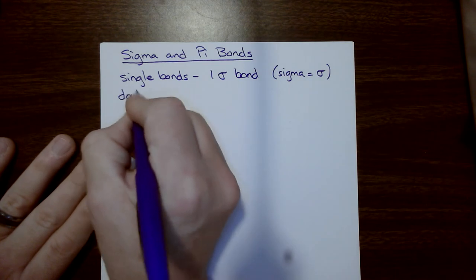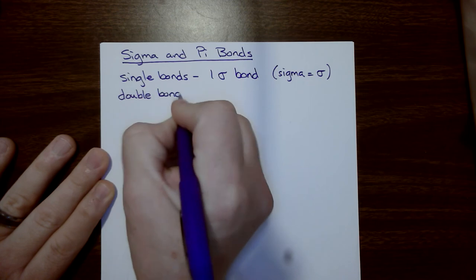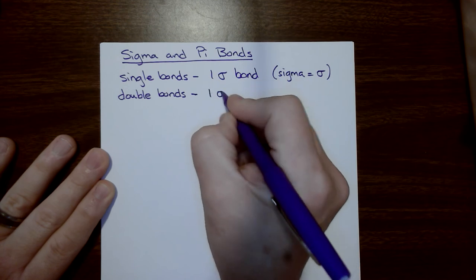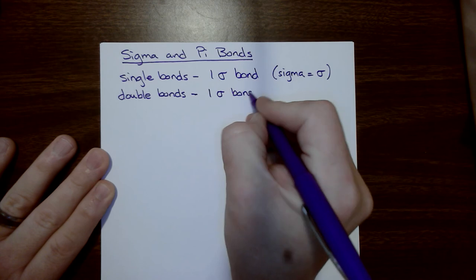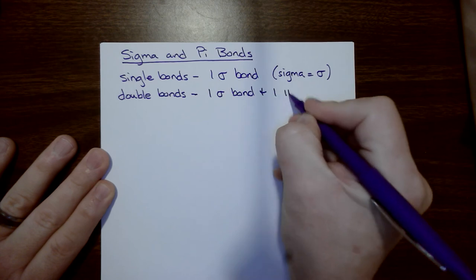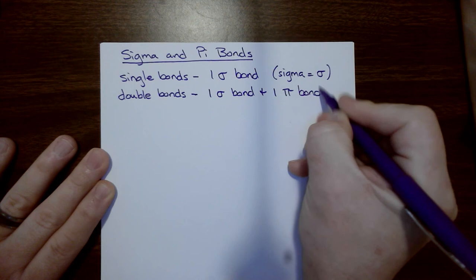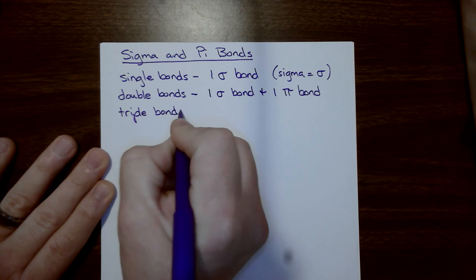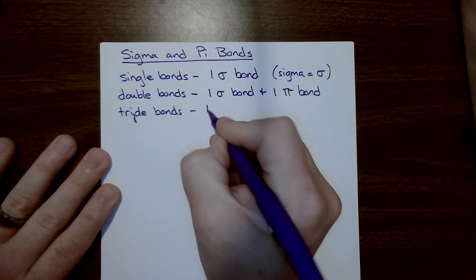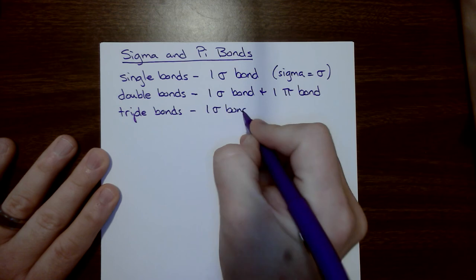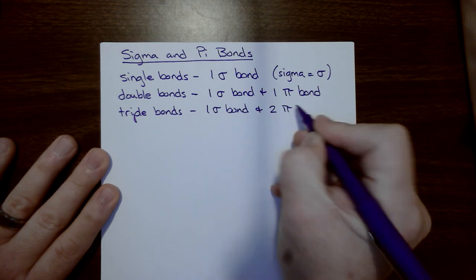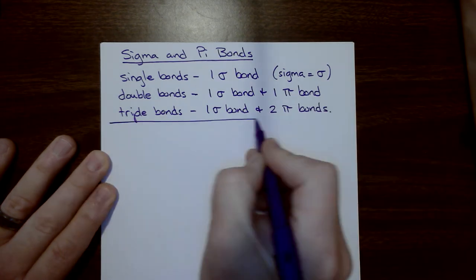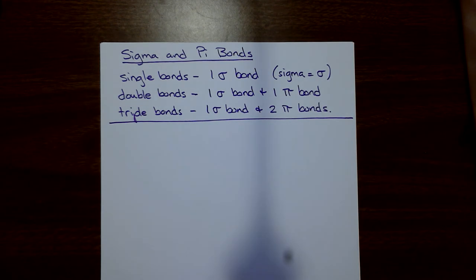Okay, now double bonds will consist of one sigma and one pi bond. And in triple bonds, we'll have one sigma bond in it and two pi bonds. Okay, so now we need to discuss how these bonds are formed. What do we mean by sigma and pi bonds?